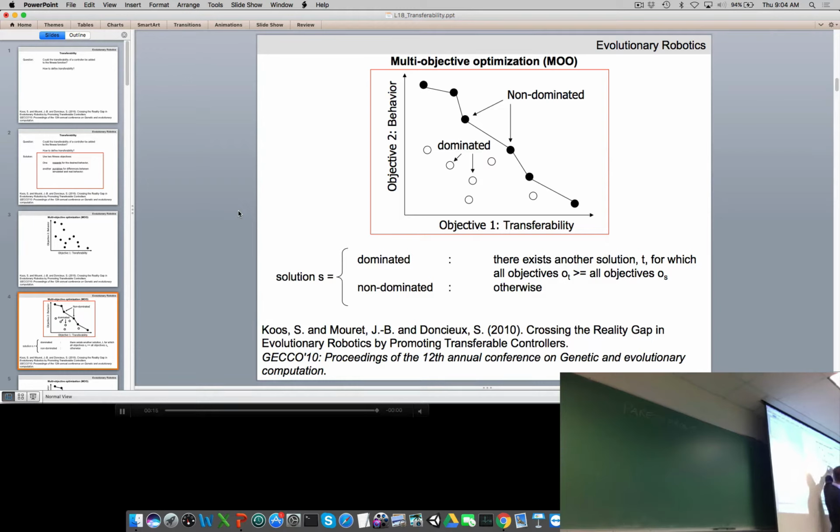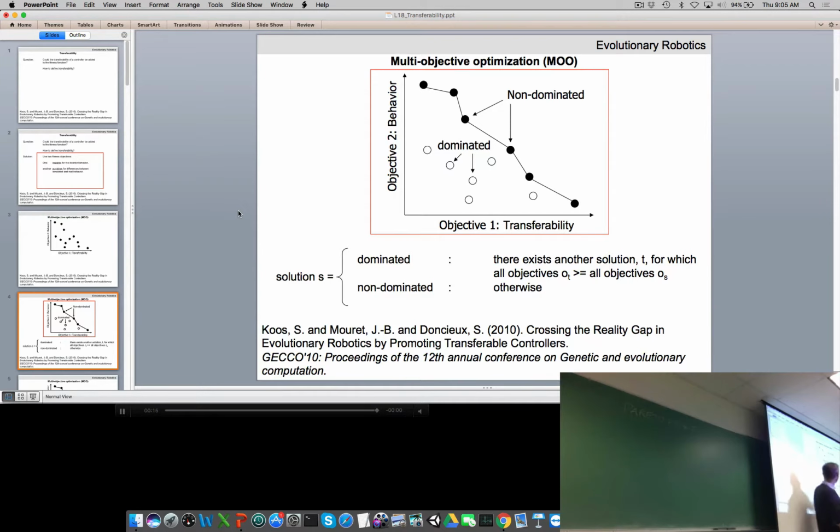So here's S. Let's have a look at this point up here. Let's imagine this is T. Does T dominate S? Why not? S has better transferability. S, as you can see, has better transferability. It's further to the right than T is. But T is better in terms of behavior than S is. T's vertical position is higher than S's vertical position. So T wins one of these battles and S wins the other one.